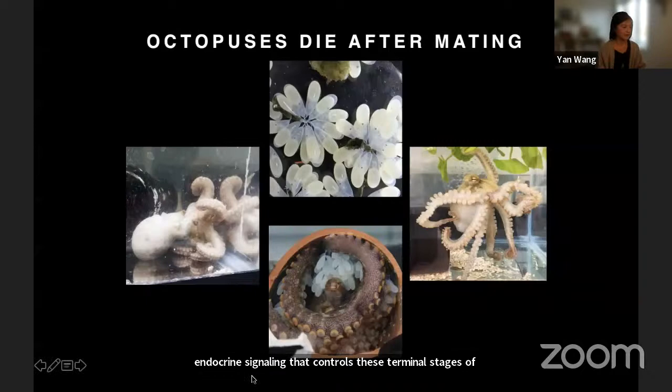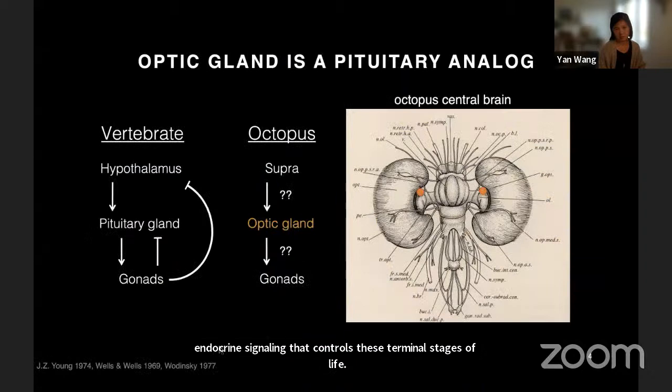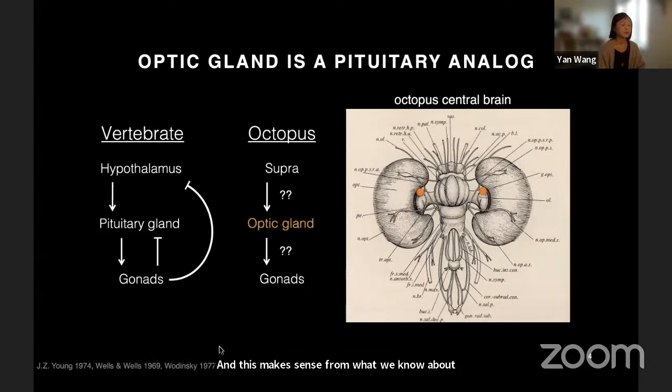And this makes sense from what we know about vertebrates. In vertebrates, reproductive events and behaviors are controlled by the neuroendocrine system. So the hypothalamus is the vertebrate neural control center for endocrine or hormone signaling function. And then the pituitary gland serves as this intermediary between the central nervous system and the reproductive organs. So there are both stimulating and inhibiting hormones that work together to control really important life history events like sexual maturation, ovulation, lactation.